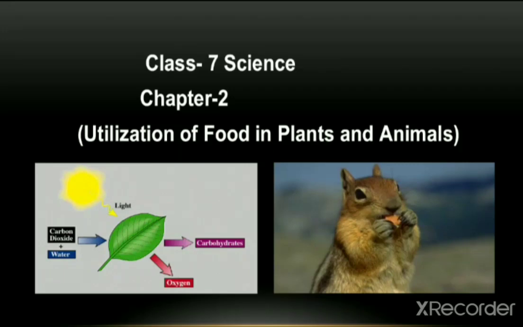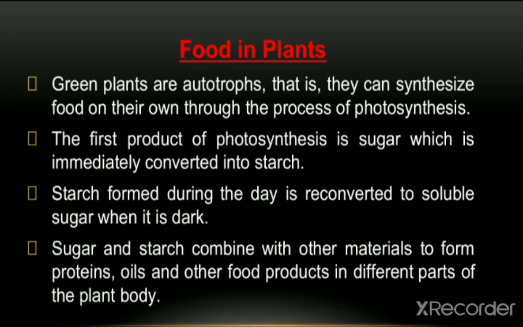Today we will start with chapter 2, the utilization of food in animals. Living organisms utilize food for growth and obtaining energy. Energy helps organisms in performing various life activities.